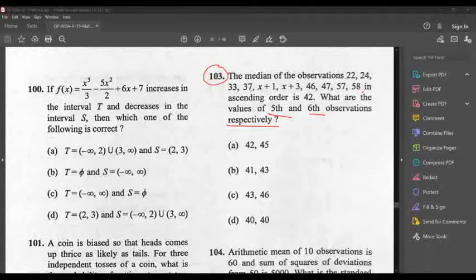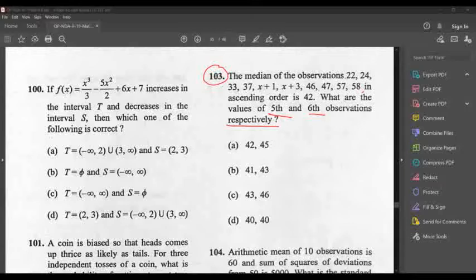The median of the observations 22, 24, 33, 37, x plus 1, x plus 3, 46, 47, 57, 58 in ascending order is 42. You have to find the fifth and sixth. Please try. Did you get the answer? Direct question. Now, how to do it?